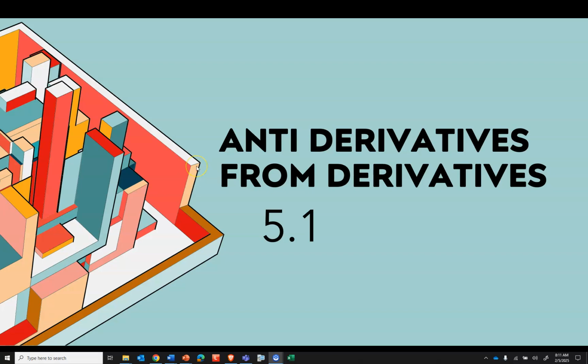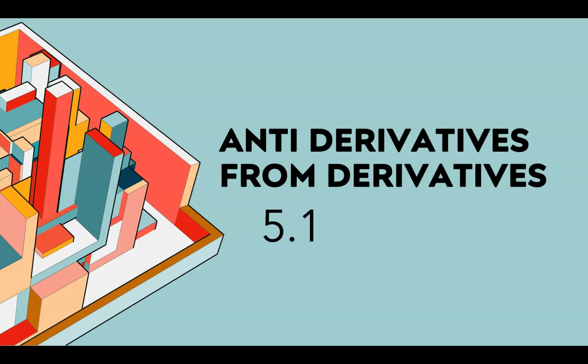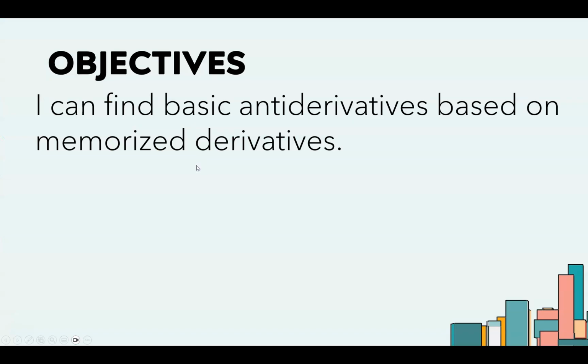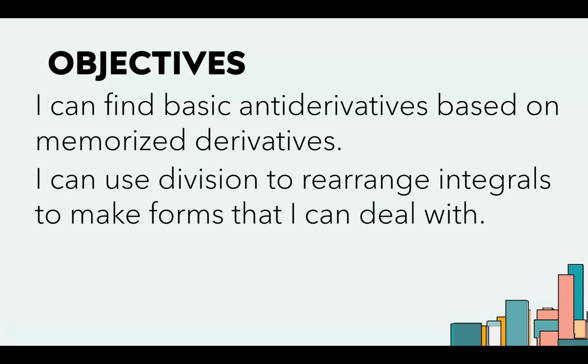All right, Unit 5, Lesson 1, Antiderivatives from Derivatives, meaning if you can do derivatives, you should be well set up for this. So our goals today: you should be able to find basic antiderivatives based on derivatives you already know. Thing two, like many times, if you can't do something, let's try to avoid it and rearrange into something we can do. And the thing we're going to do today is use division to rearrange integrals into easier forms to deal with.